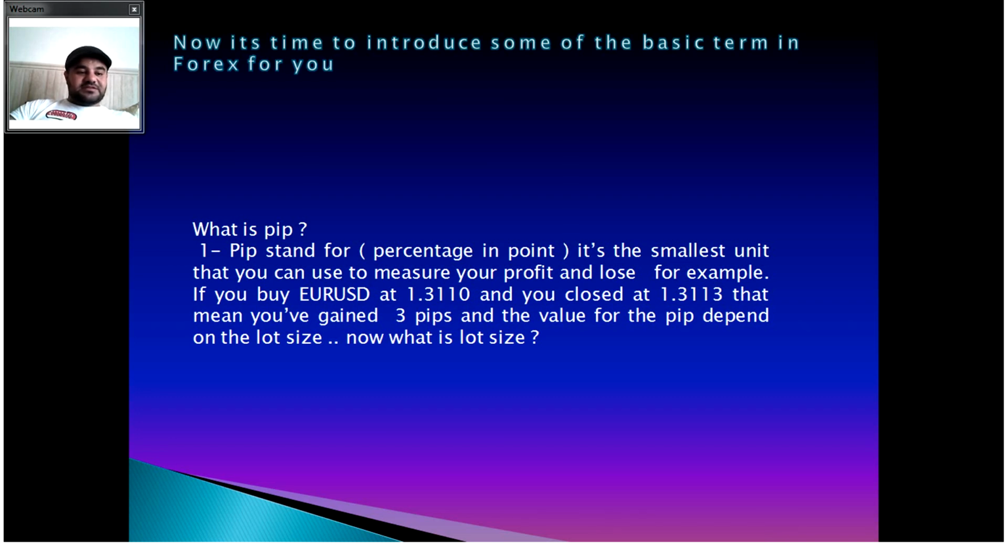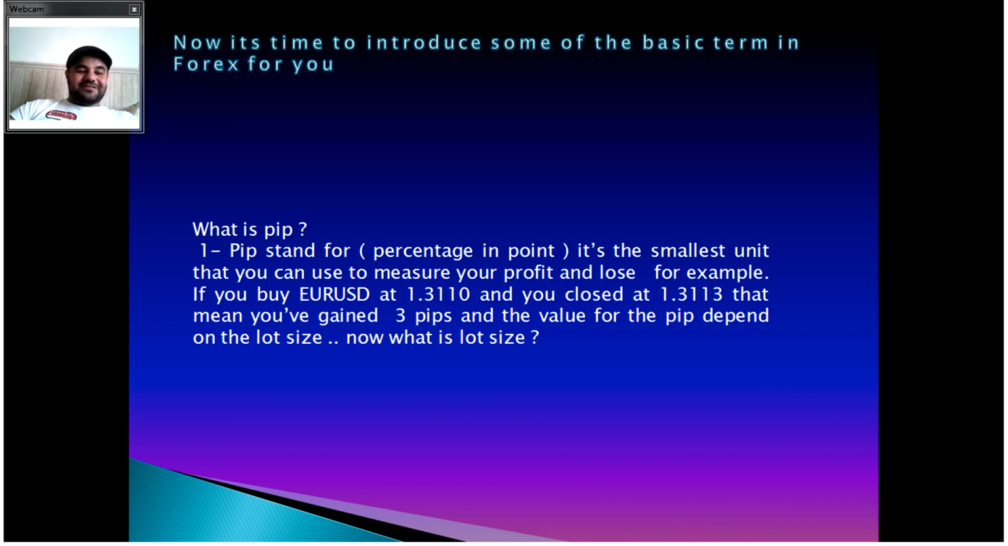For example, what is a pip? Pip stands for percentage in point. It is the smallest unit that you can use to measure your profit or loss. For example, if you buy EUR/USD at 1.3110 and you close it at 1.3113, that means you've gained 3 pips. And a pip's value depends on the lot size.